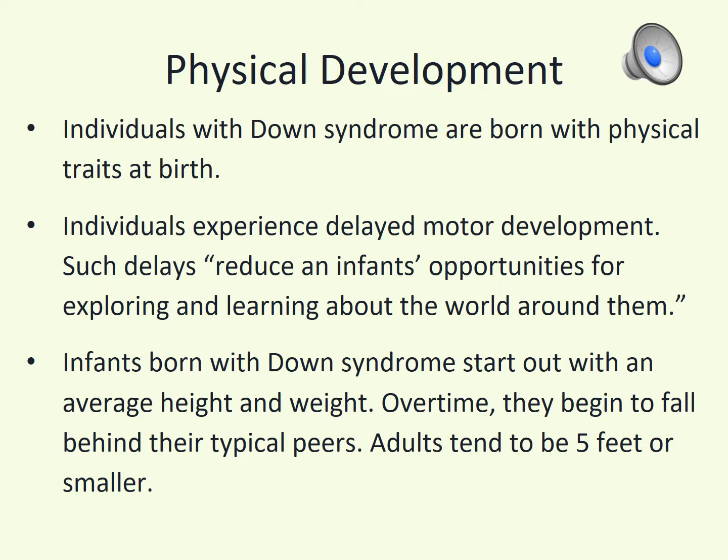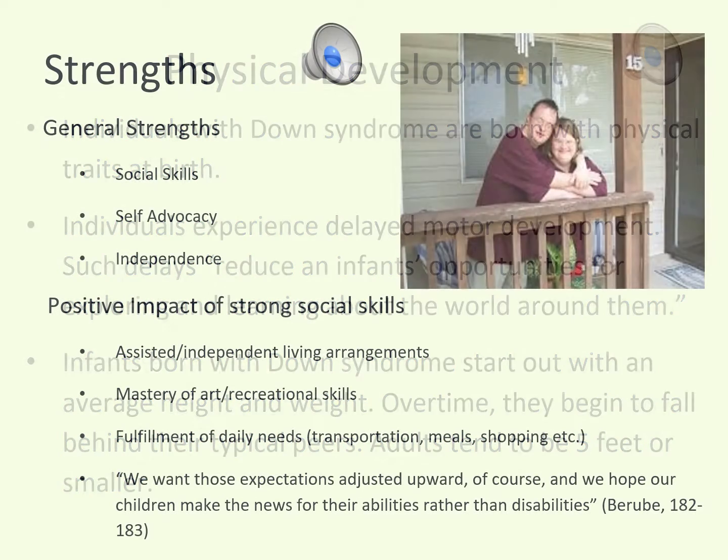Infants born with Down syndrome start out with an average height and weight. Over time, they begin to fall behind their typical peers. Adults tend to be 5 feet or smaller. In addition, they have smaller hands and feet.